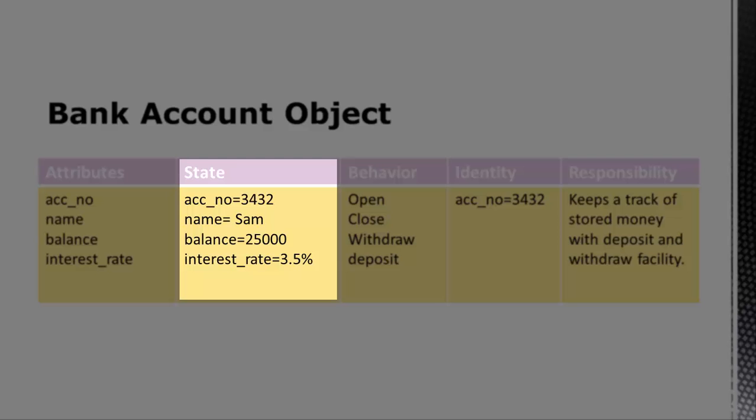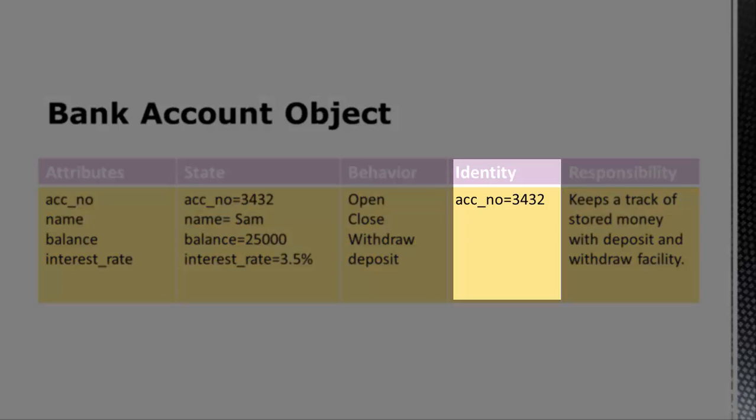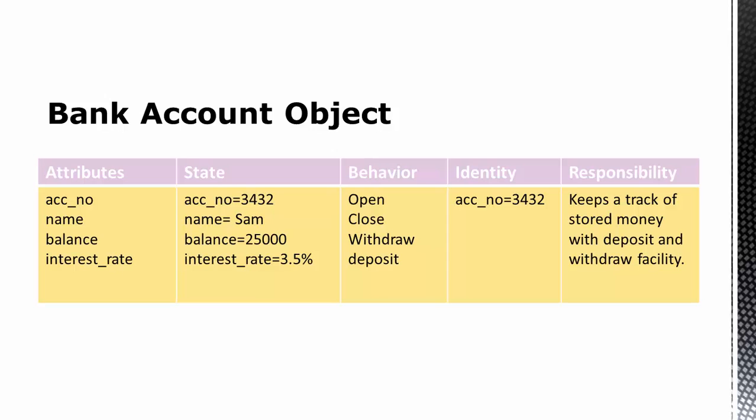Now, what can be the behavior of a bank account object? They can be opening an account, closing an account, withdrawal of money from the account, and deposit of money in the account. Now, account number is unique for each and every account holder, so it acts as an identity of the object. And what is the responsibility of bank account object? It is keeping track of money stored with deposit and withdraw facility. Now I hope the concept of object and its attributes is clear to you.